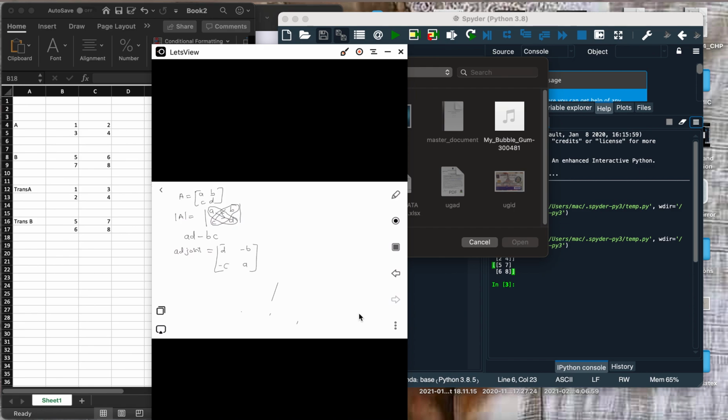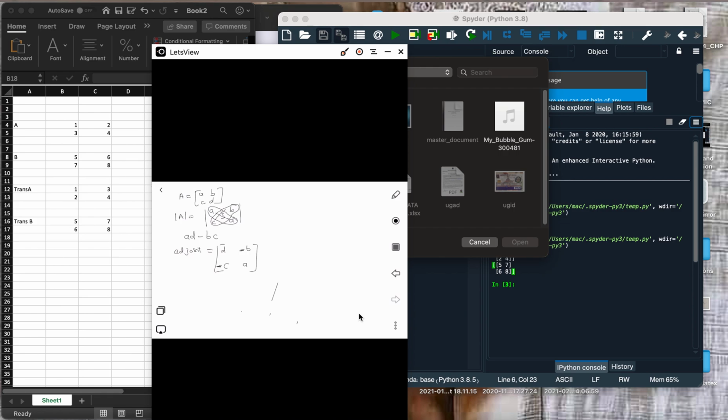Now, our next video will explain why we need to swap the positions of members on the leading diagonal and negate members on the other diagonal. So please check out the next video. It explains why we need to do this when we're finding the adjoint of a 2 by 2 matrix.